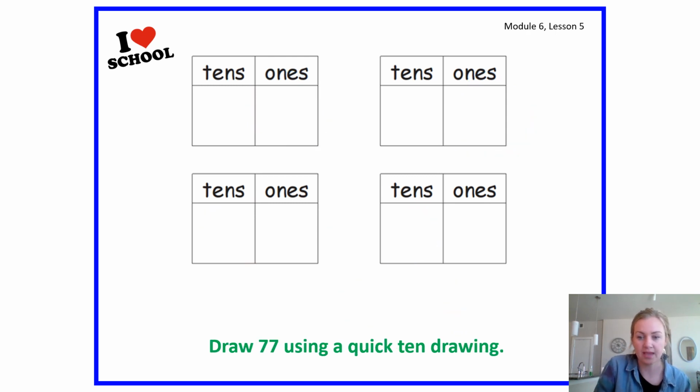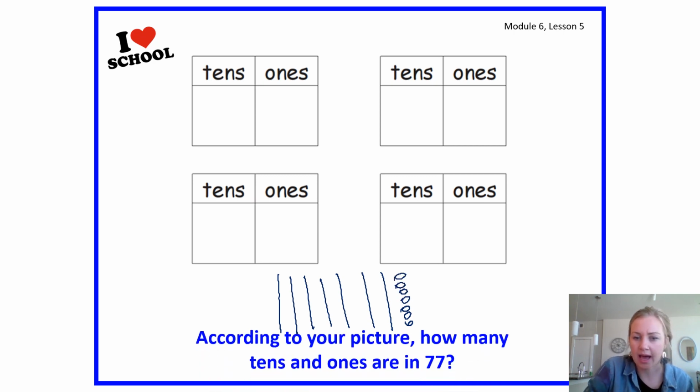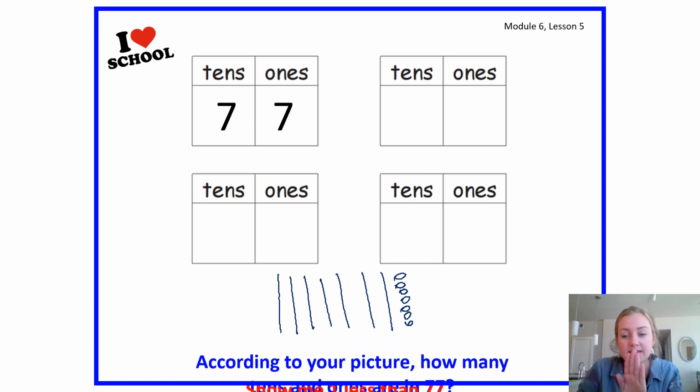Let's do another one. I'm going to draw 77 using a quick 10 drawing: 10, 20, 30, 40, 50, 60, 70, 71, 72, 73, 74, 75, 76, 77. How many tens are in 77? Yes, 7. How many ones are in 77? Yes, 7. So right now I have 7 tens and 7 ones.